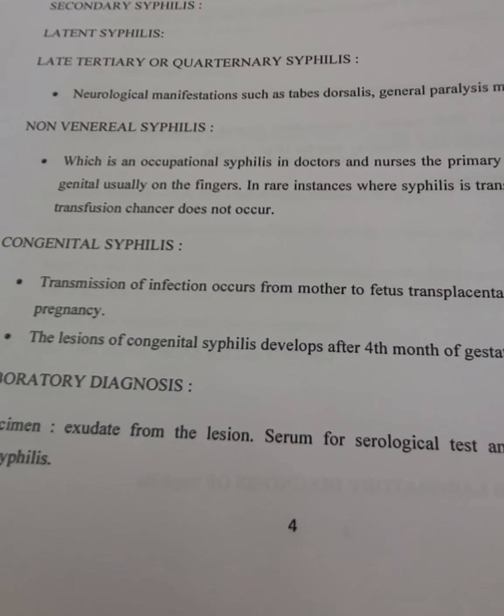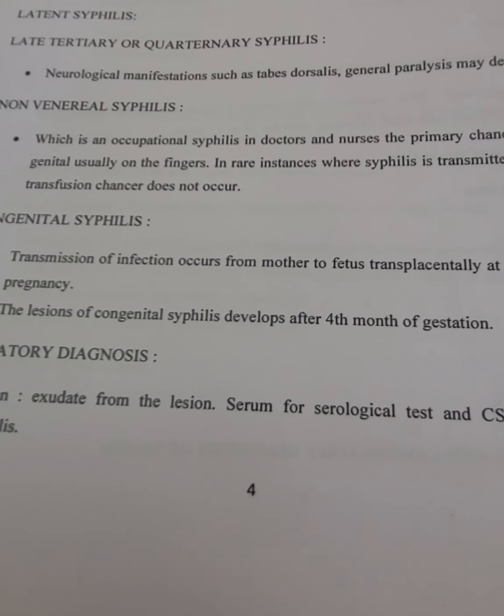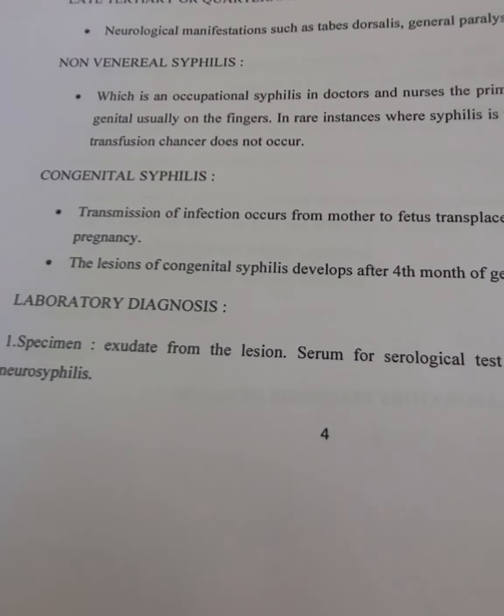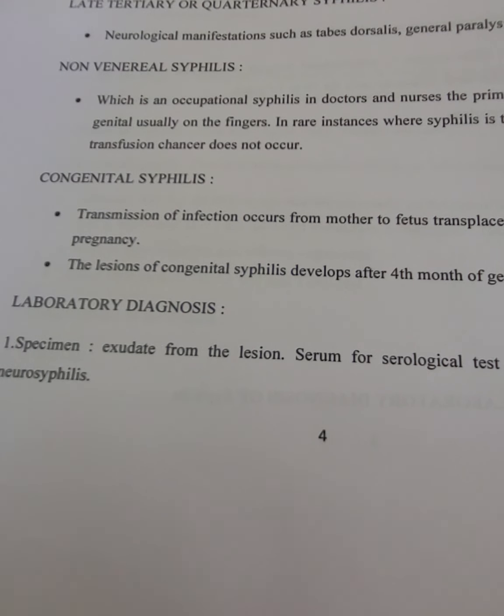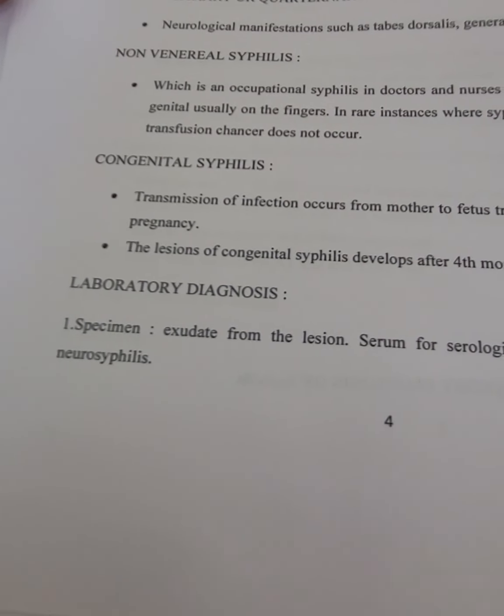Congenital syphilis transmission occurs from mother to child in intrauterine life. Congenital syphilis develops after 4 months of gestation. Lab diagnosis: from the clinical lesion, the painless ulcer, you have to take the exudate, serum for the serological test, and CSF for neurosyphilis.